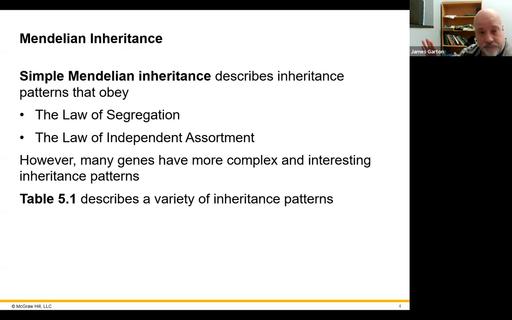In simple Mendelian inheritance, there are two laws: the law of segregation and the law of independent assortment. If simple Mendelian inheritance is being followed, the law of segregation and the law of independent assortment will always be observed. However, simple Mendelian inheritance is the exception rather than the rule. Most genes have much more complex and interesting patterns of inheritance.